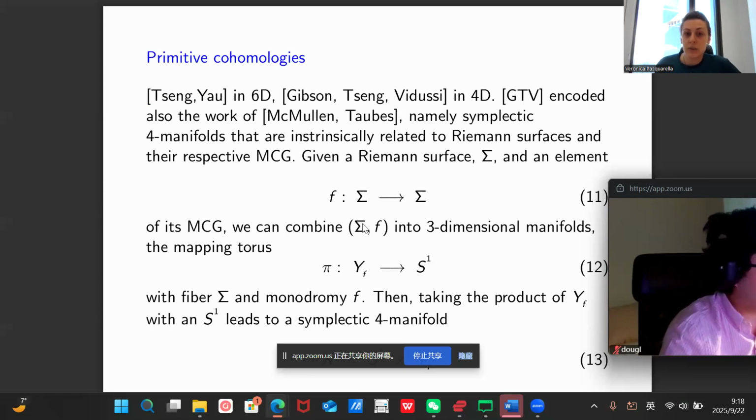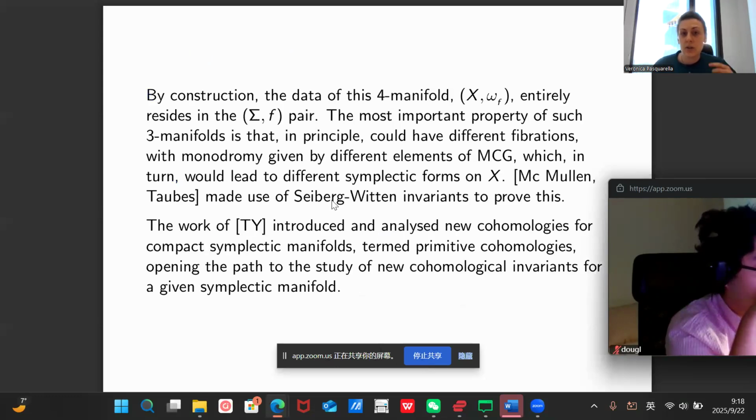And you combine these two elements, sigma and f, into a 3-dimensional manifold, which is called the mapping torus. Now, this mapping torus has a fiber and a monodromy. Then you take the product of the 3-manifold Y_f with an S1, and this leads to a symplectic 4-manifold, which inherits the structure from the 2-dimensional data we started with, sigma and f. So essentially, the 4-manifold, the symplectic manifold X with omega_f, entirely comes from just the 2-dimensional data.